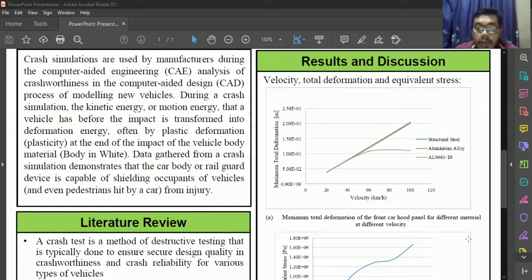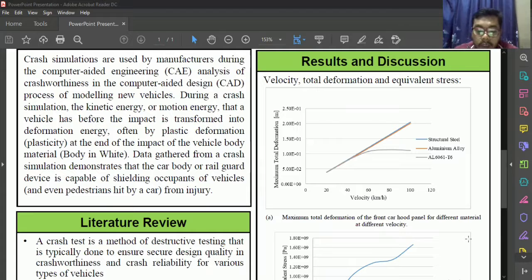The first graph is the maximal total deformation of the front car hood panel for different materials at different velocities. The blue line is the structural steel, the orange line is the aluminum alloy, and the gray line is for the material AL6061T6. The y-axis is the maximum total deformation in meters. The x-axis is the velocity, with the unit of kilometers per hour.